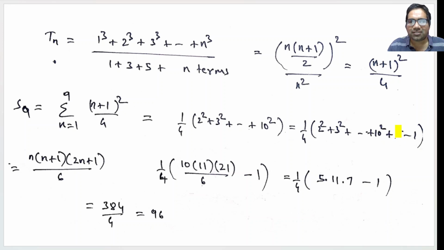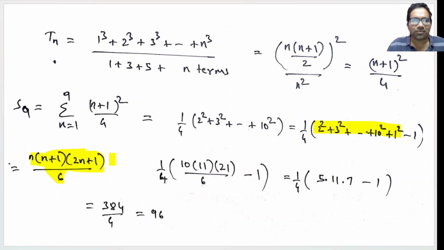Then the sum of 1 square plus 2 square up to 10 square is n into n plus 1 into 2n plus 1 by 6. We know this formula. We already proved this in some other video, in another set of videos. Please go through that to see the proof of this.